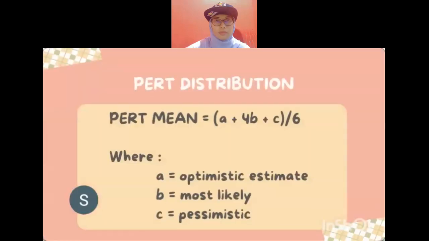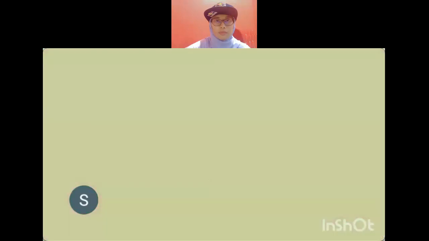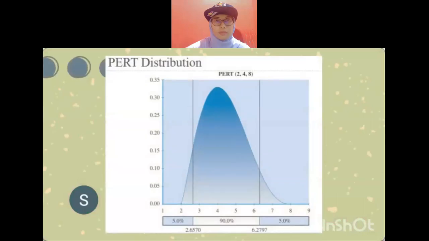This is the formula of PERT mean, which is (A plus 4B plus C) divided by 6, where A is optimistic estimate, B is most likely, and lastly C is pessimistic. The PERT distribution is used exclusively for modeling expert estimates, where one is given the expert minimum, most likely, and maximum cases. This is the example of PERT distribution graph.